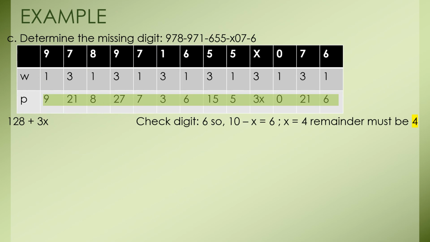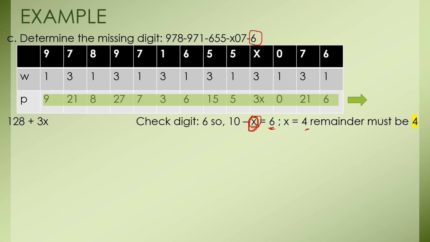So here, we are to determine the missing digit in this given ISBN 13, and the check digit is already here. It is 6. So we are going to deduct X from it and get the check digit. The X here is, we have to obtain that remainder. So the remainder must be 4.